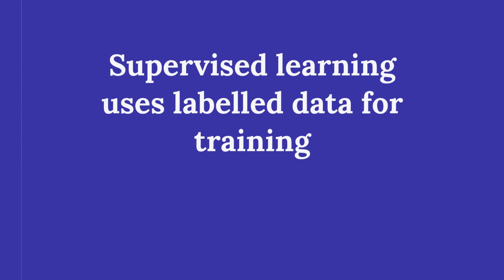Supervised learning uses labeled data for training. The algorithm learns from examples where the correct output is known. It's widely used for tasks like classification and regression. This approach is effective, but requires large labeled datasets. Popular algorithms include decision trees and neural networks.